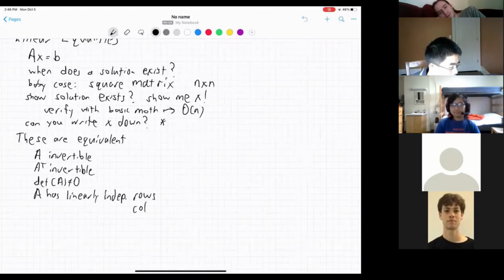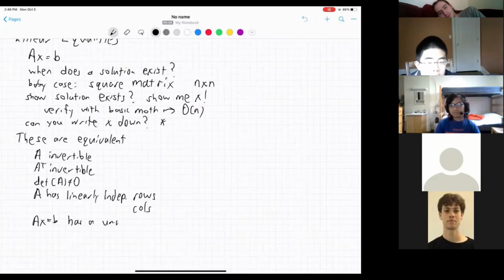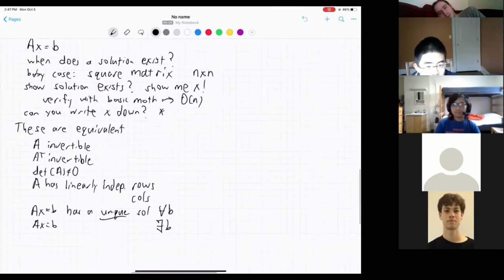Or equivalently, A has linearly independent columns. And if any or all of those are true, then AX equals B has a unique solution for any B, right? But actually, this is also equivalent to AX equal B having a unique solution for some B. As long as there is some B where AX equals B has a unique solution, then it's also true for every other B.